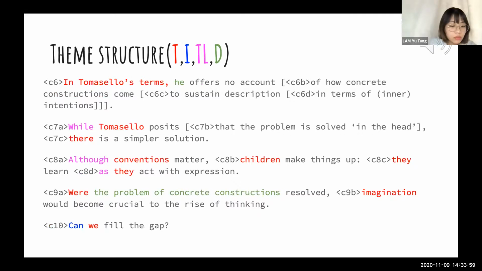For this slide, we have all four themes. We have an interpersonal theme in sentence 10, which is the first element, can. And we have a displaced theme in sentence 9. It is a displaced theme because it is an inversion.